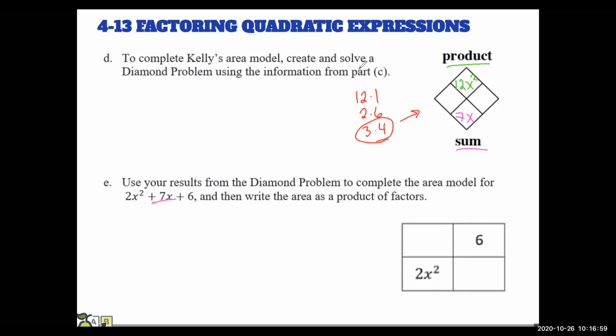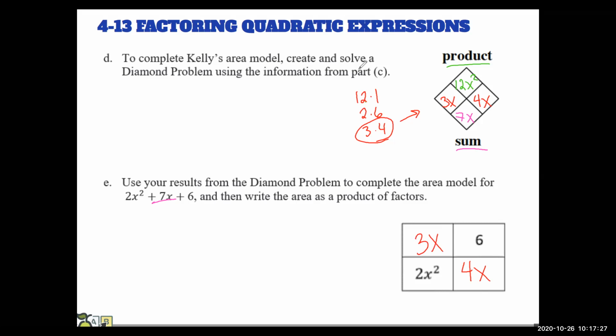So this is what I'm going to use. I'm going to use 3x and 4x to complete my diamond, because 3x times 4x makes 12x squared, and 3x plus 4x makes 7x. And those are the two numbers that fill in my area model down here. So, oops, don't erase that. So 3x and 4x would complete the area model.